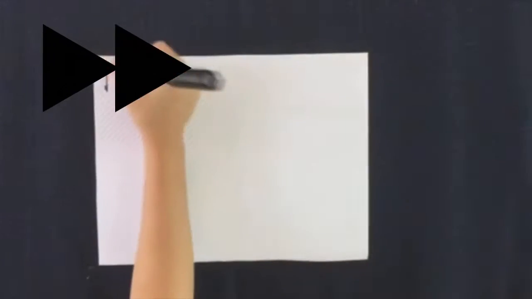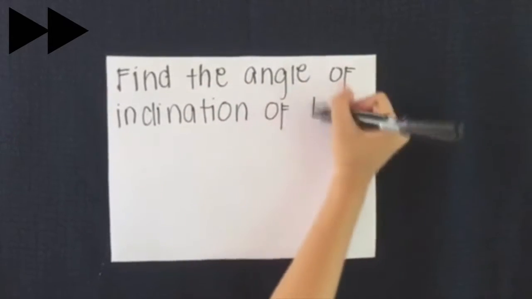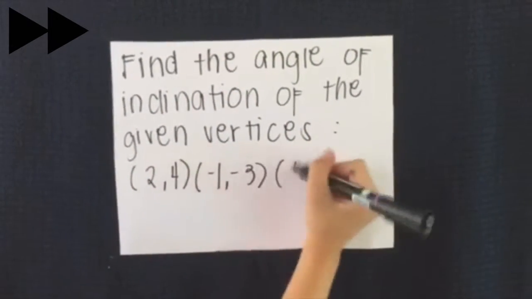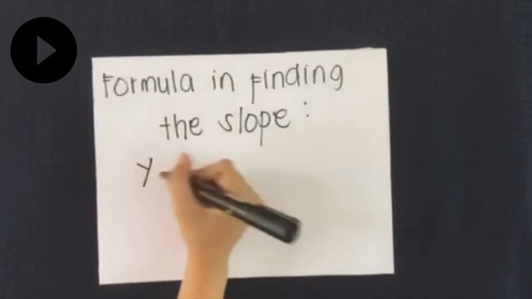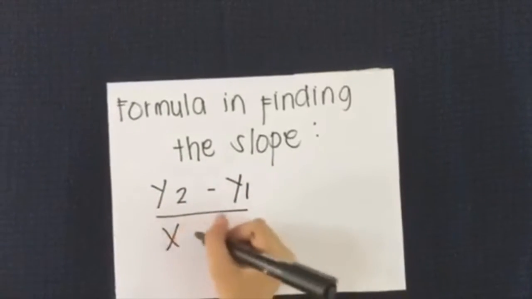Pay attention to our next topic. It is all about angle of inclination. Now, here's the problem. Find the angle of inclination of the given vertices: 2, positive 4, negative 1, negative 3, 4, and negative 6. Formula in finding the slope: y sub 2 minus y sub 1 all over x sub 2 minus x sub 1.